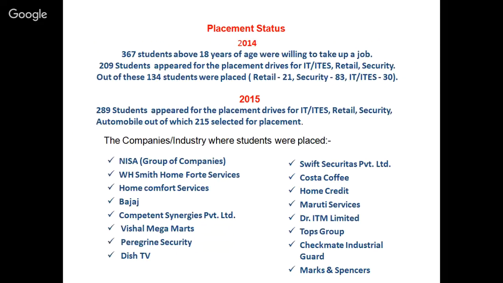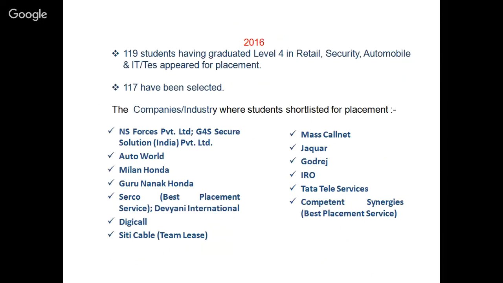Now, most of the students who graduate level 4 and +2 do not attain the age of 18, whereas for a particular job, one should have attained the age of 18. So those who had attained the age of 18 and were desirous of placement, for them the placement was arranged. You can see from the screen how many companies came for the placements. And out of that, 134 students were given placements. So this is the success of the skill development programs, which are being run by various organizations in the country.